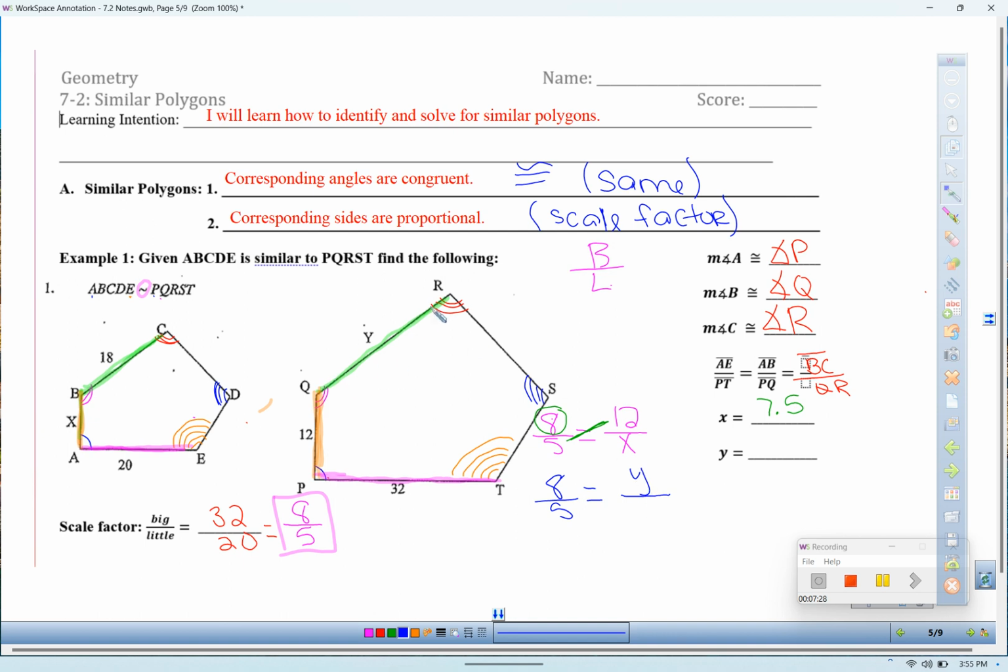And this is in proportion to what value over here? 18 on the little one, so that's what will go on the bottom. Okay, now we can set it up if you want the way we learned. 18 times 8 equals 5y, or we can simply cross multiply and divide by the guy opposite the y. So y should get you 28.8.